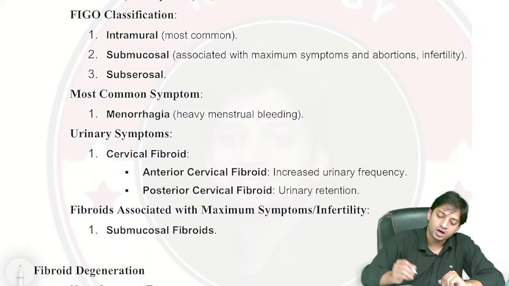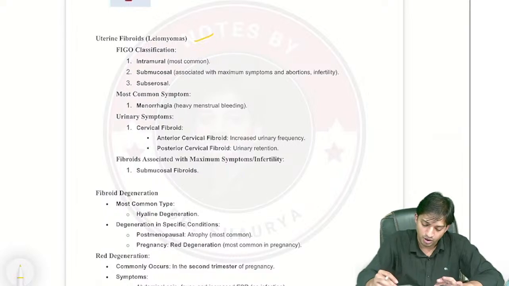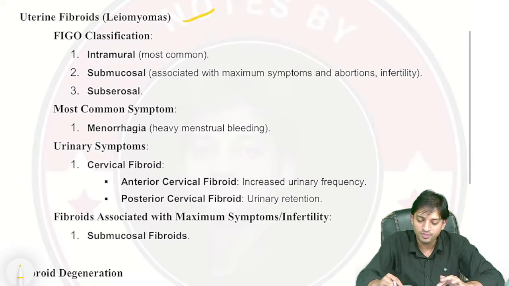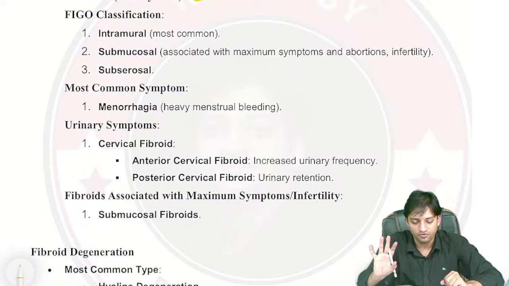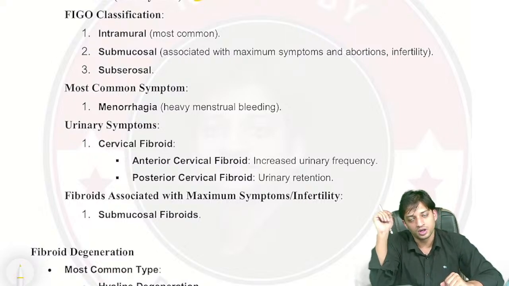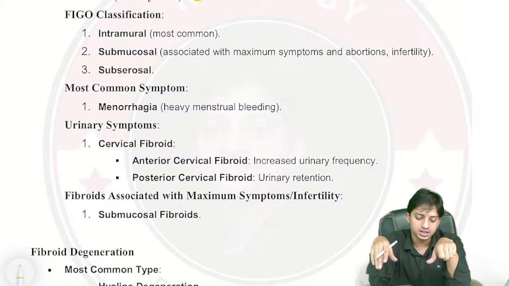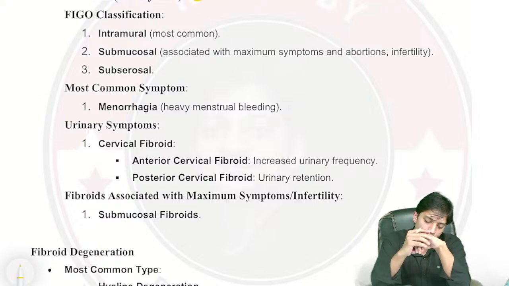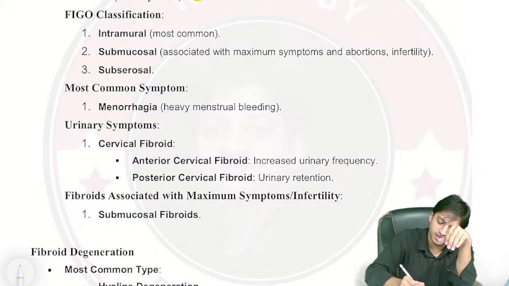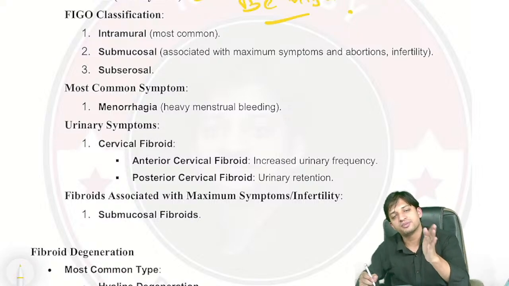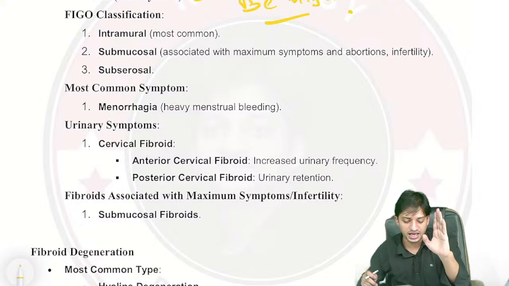Uterine fibroids or leiomyomas, very important. In the leiomyomas, they have asked you a lot of questions, right? It is the development of fibroid tissue in the myometrium of the uterus, right? Leiomyomas, it is a benign lesion. Remember, they have asked you whether it is a benign or malignant lesion. So leiomyomas are generally benign lesions.